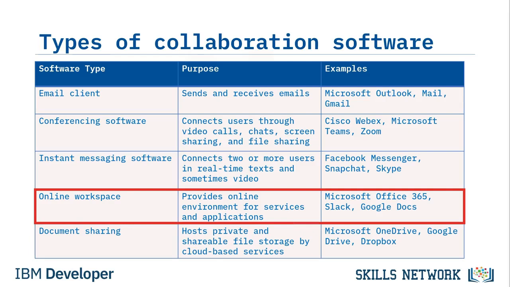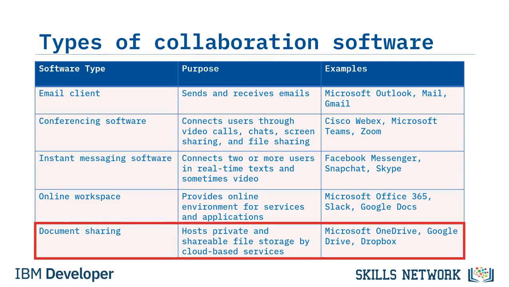Online workspaces provide an online space for services and applications, for file saving and sharing, and for working together. Examples are Microsoft Office 365, Slack, and Google Docs. And document sharing software hosts private and shareable file storage by cloud-based services. Examples are Microsoft OneDrive, Google Drive, and Dropbox.